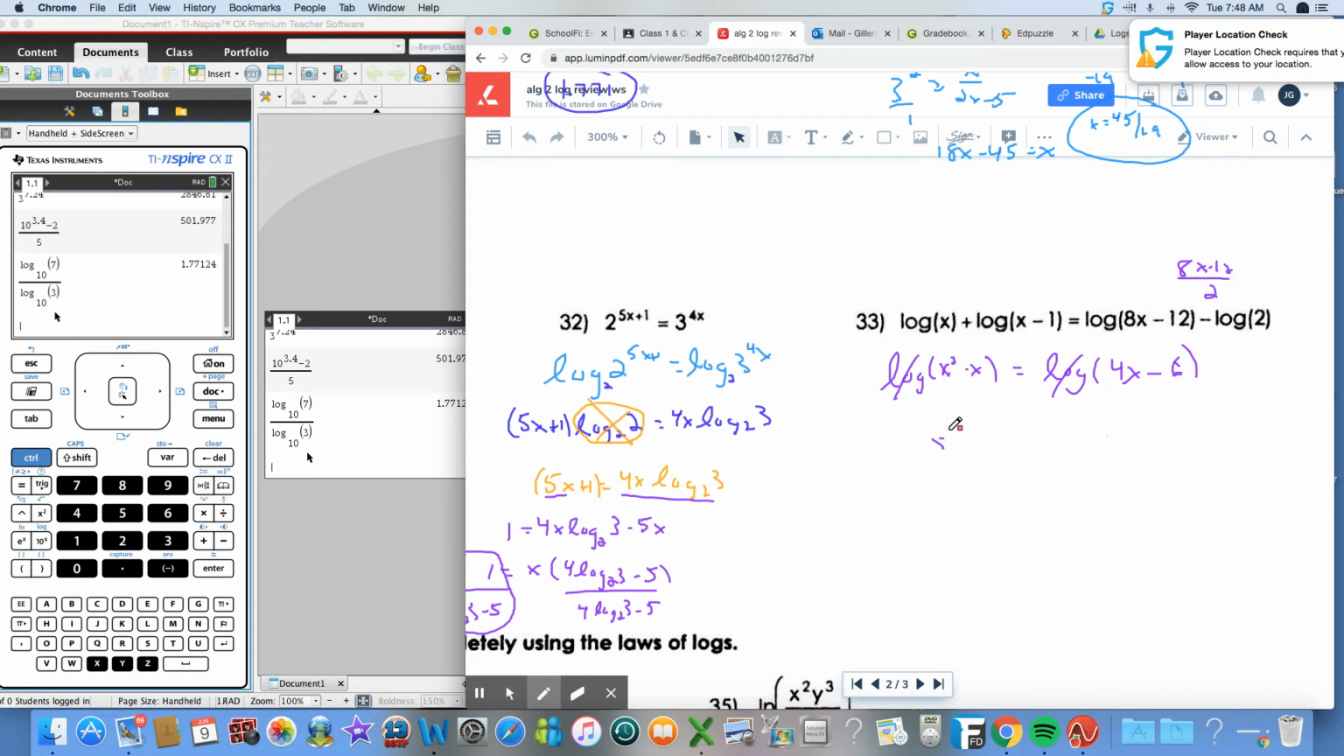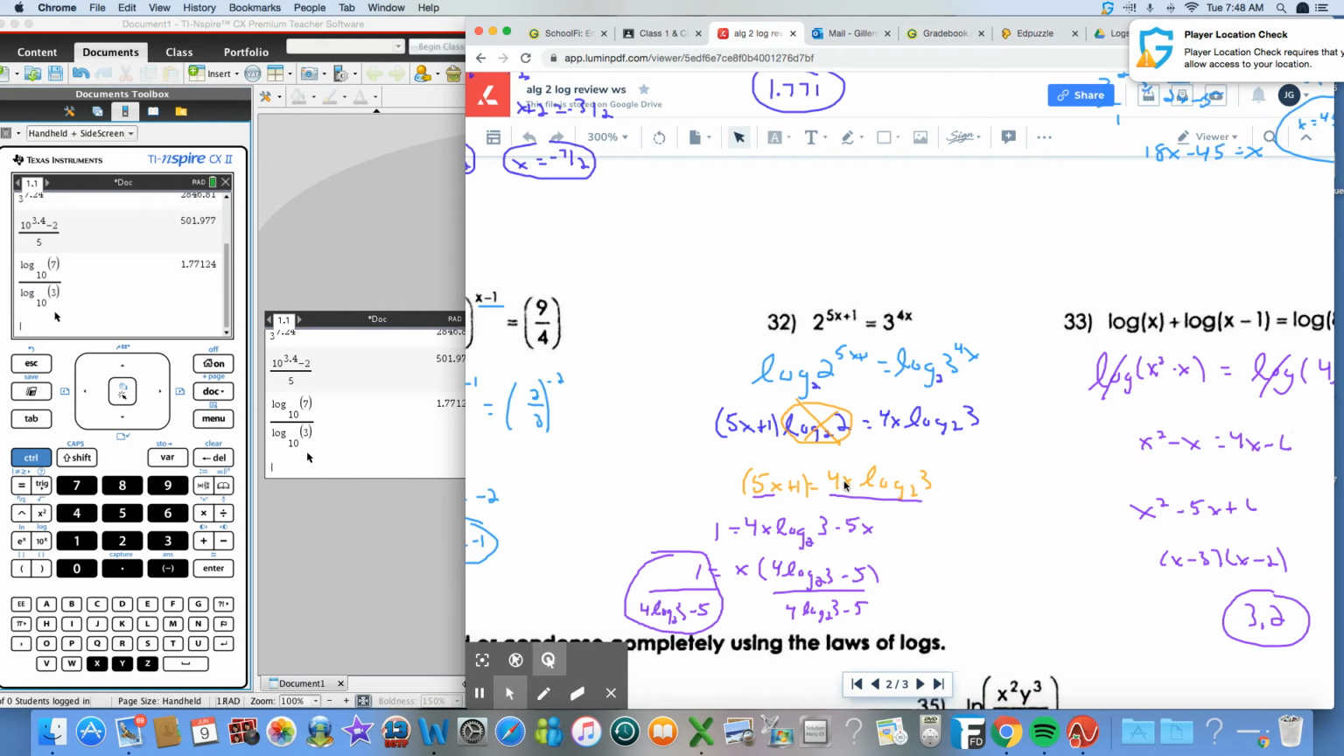Now, I bet you this will factor. Let's see, 4x minus 6, x squared minus 5x plus 6, which is then x minus 3 and x minus 2. All right, which means 3 and 2 are possible answers. Make sure that when you plug in, you get all positives. Plug in 3, yes. 2, yes. So both work. All right, 3 and 2 are both answers.